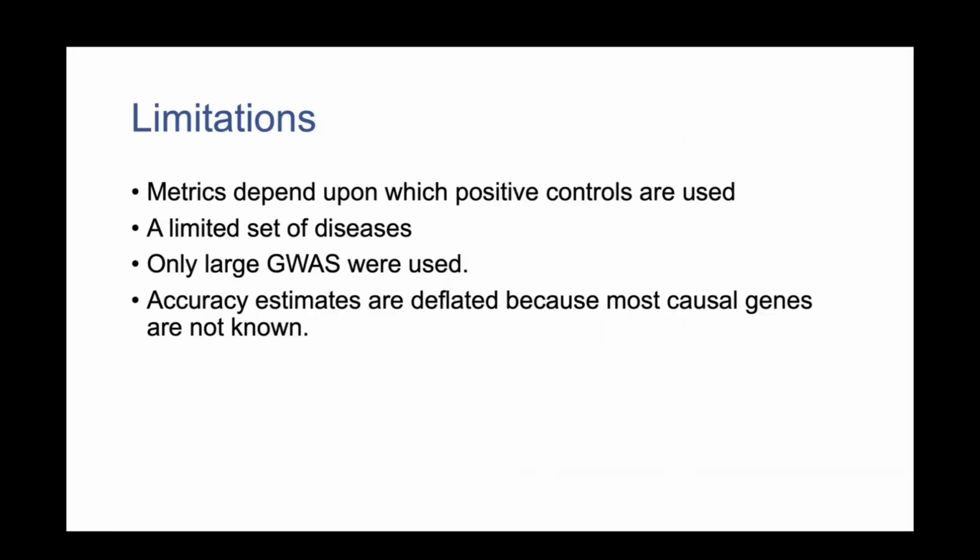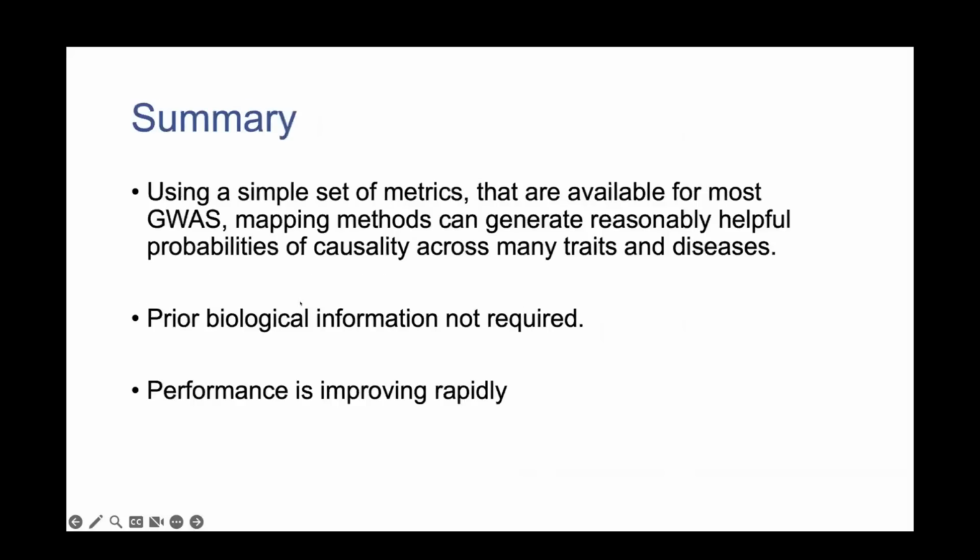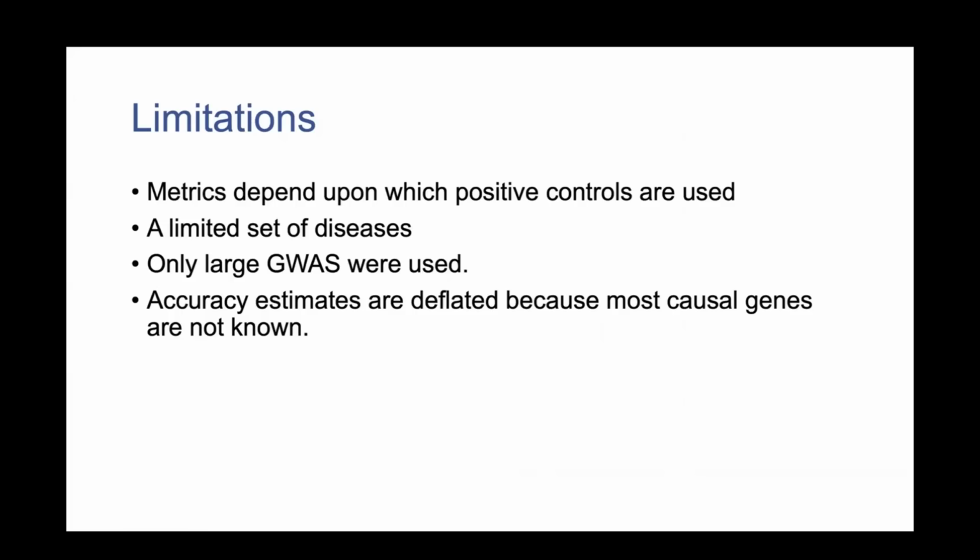And then the last thing that I would point out humbly to the field is that the accuracy estimates that everybody is reporting are deflated because most of the causal genes are not known. And this will actually improve. So, Brent, can you go back? What do you mean by that? Can you explain that accuracy estimates are deflated because most?